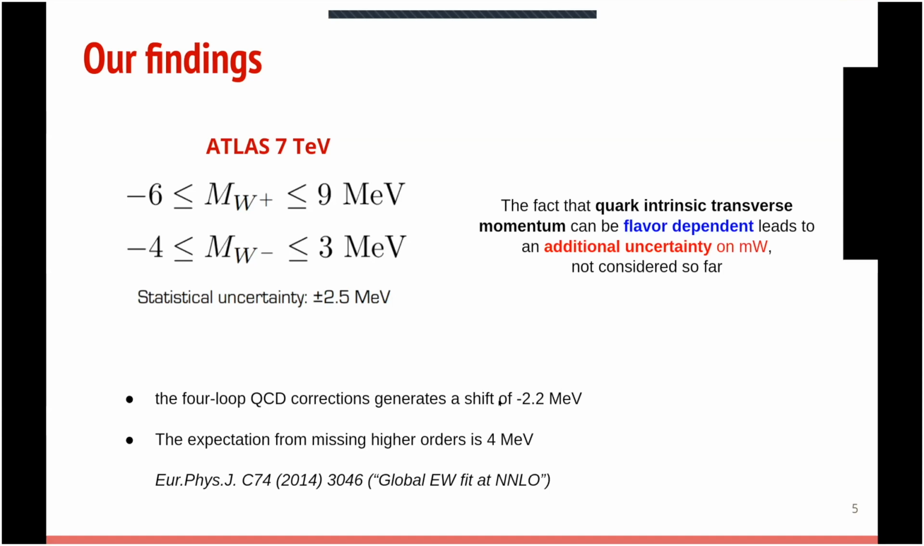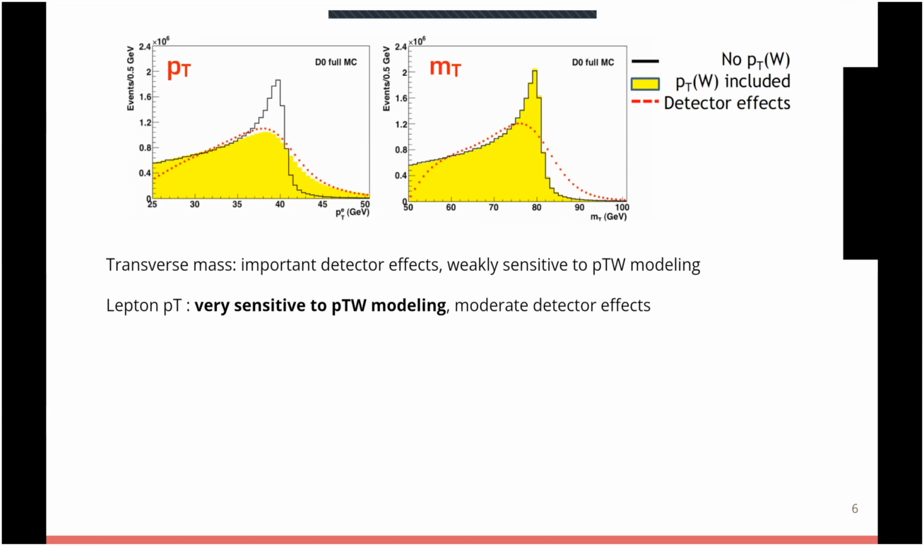So I just want to show you what happens if you do your exercise considering the PT lepton distribution and the transverse mass distribution. The transverse mass distribution on the right is deeply sensitive to detector effects, whereas it's weakly sensitive to the modeling of the transverse momentum of the W boson.